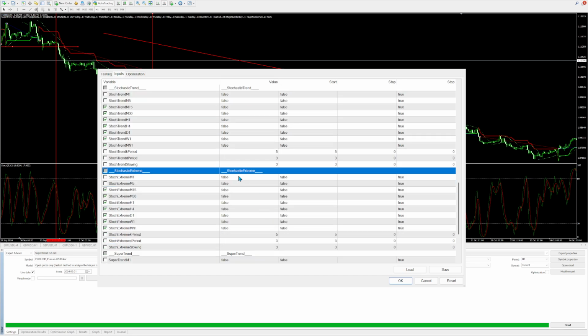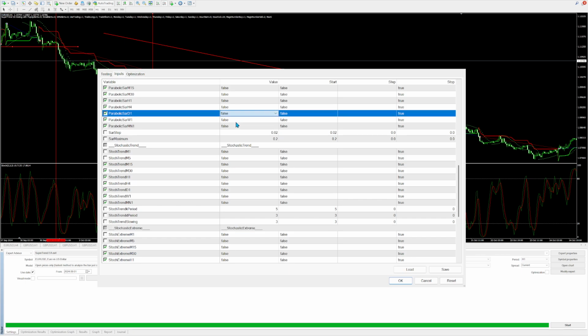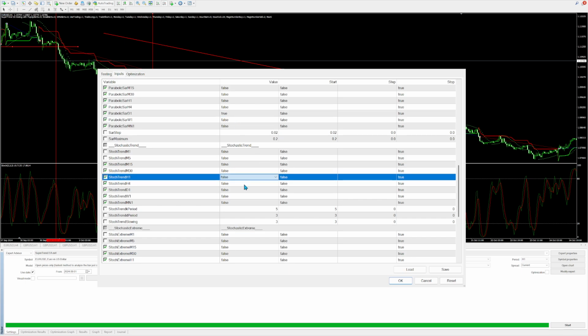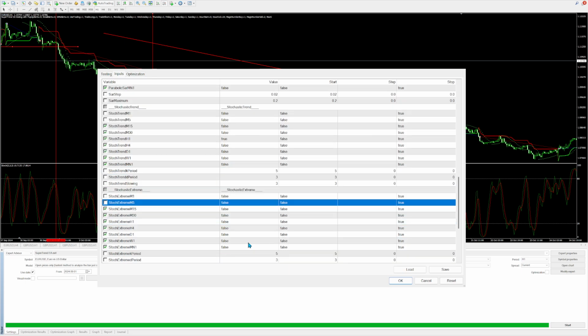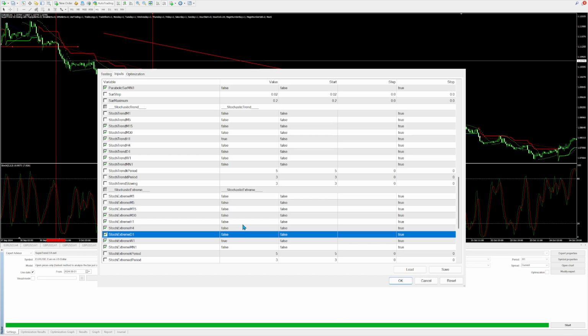Stochastic extreme. Okay, so the stochastic would need to be above 80 for a sell, so it's in the overbought zone, or below 20 for a buy, so it's in the oversold zone. You can combine indicators, so you can have the SAR set to true on the daily, the stochastic trend set to true on the H1, and the stochastic extreme to true on the weekly. You can just configure it depending on your own requirements.